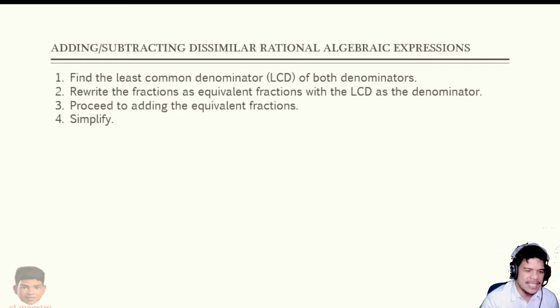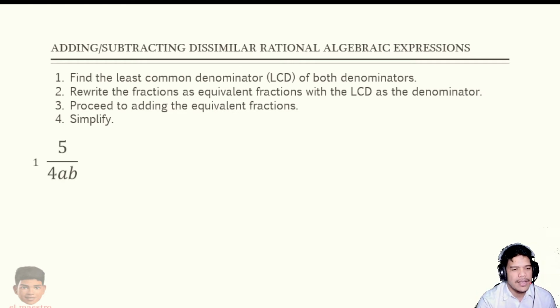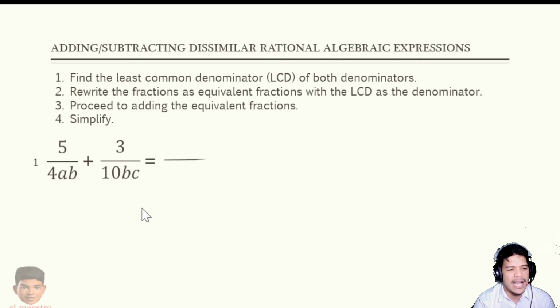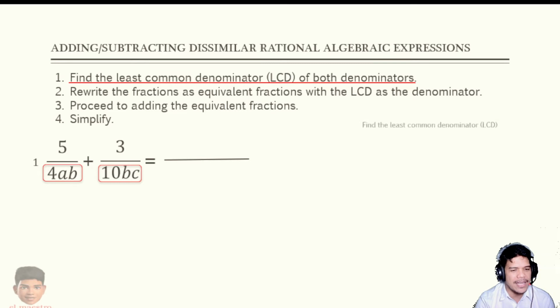Okay, let's have an example. So, we have 5 over 4ab plus 3 over 10bc. If you notice, magkaiba yung denominator nila. Okay, magkaiba. So, anong gagawin natin is we have to find the LCD of these two. Yung dalawang to, hahanapan natin ng LCD. So, anong gagawin natin? So, you write down these two.